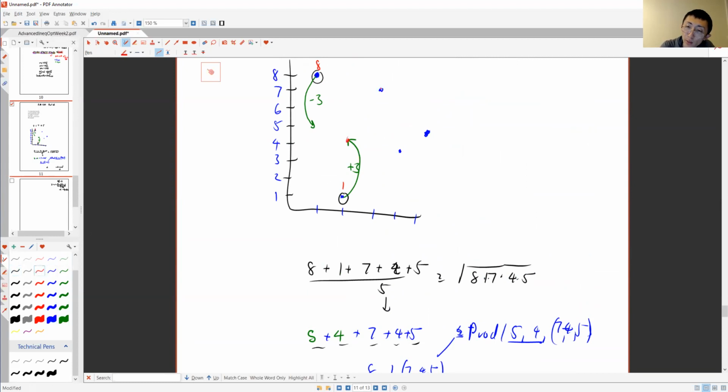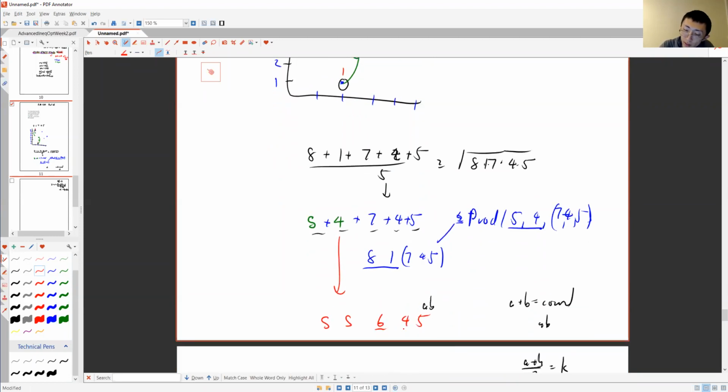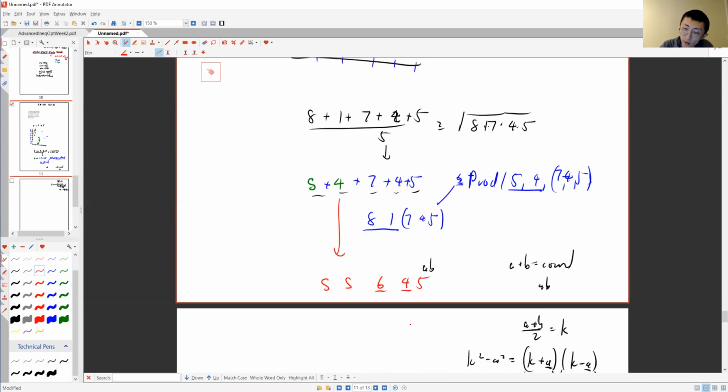So now we have this number and this number. Let's move the 4 up to 5 and the 7 down to 6. So now we have 5, 5, 6, 4, 5. And then let's move these closer and closer to 5 as well. So now we have 5, 5, 5, 5, 5.